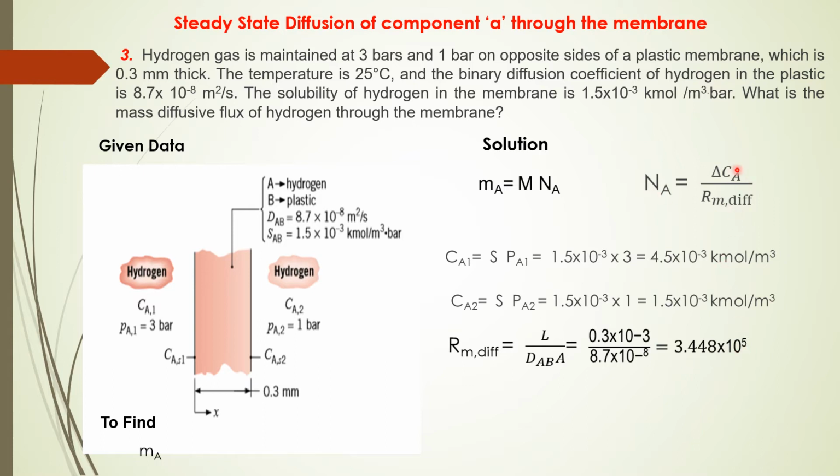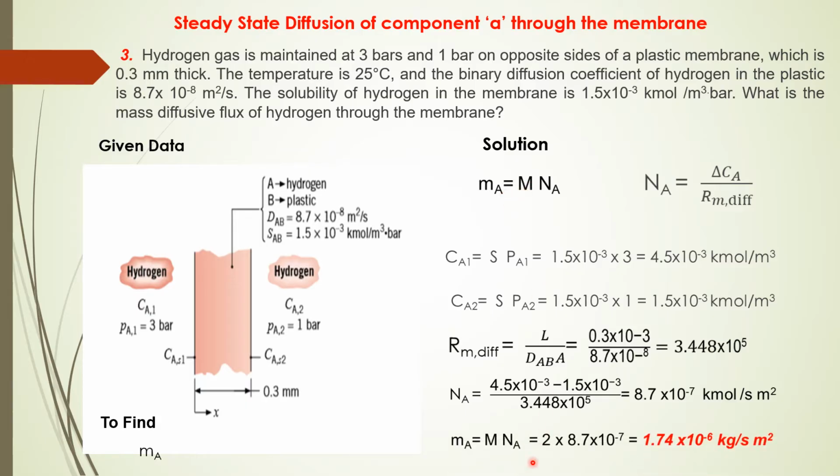Now N_A is equal to delta C_A, that is C_A1 minus C_A2, divided by R. So it is 8.7 into 10 power minus 7. Now we know this N_A value, and if we multiply by the molecular weight of hydrogen, we will get the mass flow. The molecular weight of hydrogen is 2. So 2 into this N_A gives 1.74 into 10 power minus 6 kilogram per second per meter square for unit area. So this is the answer.